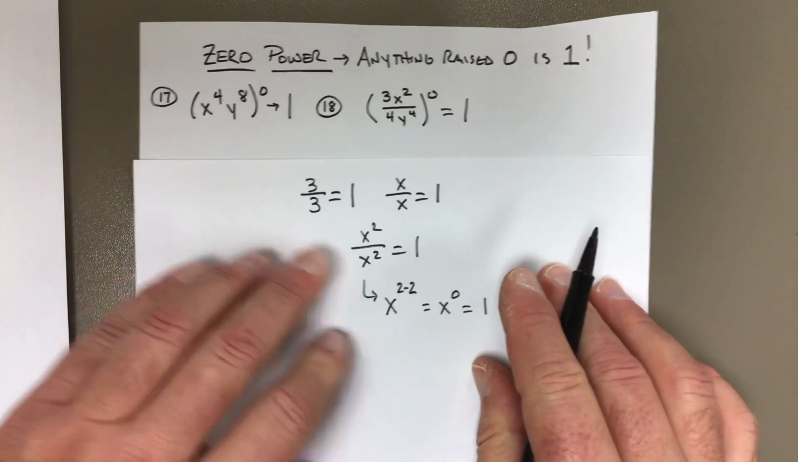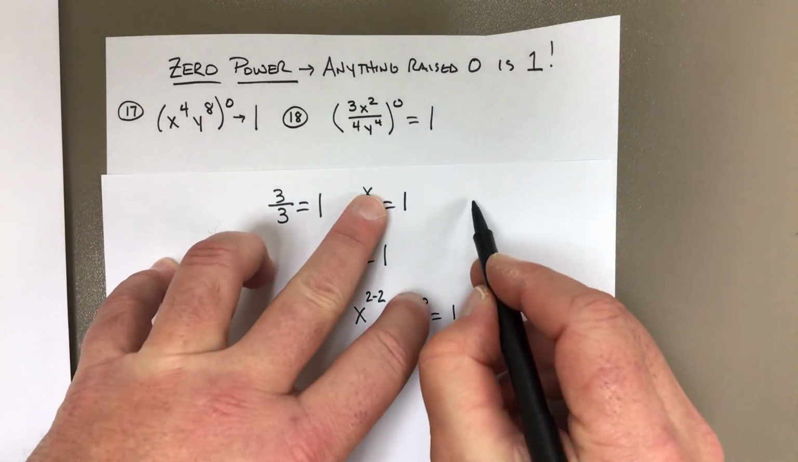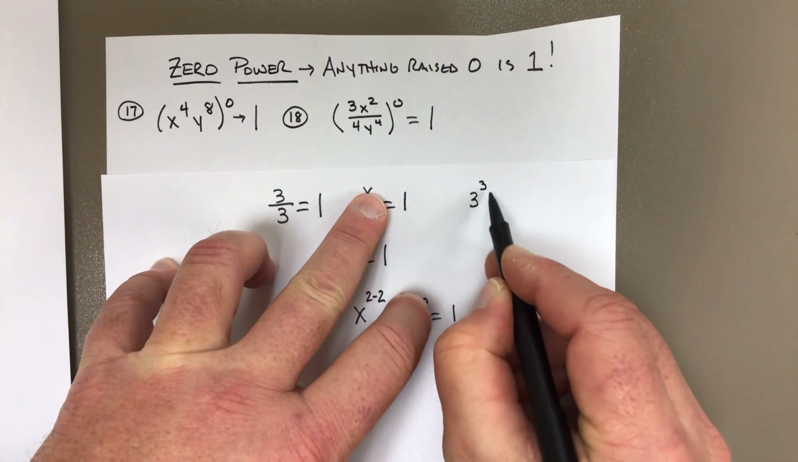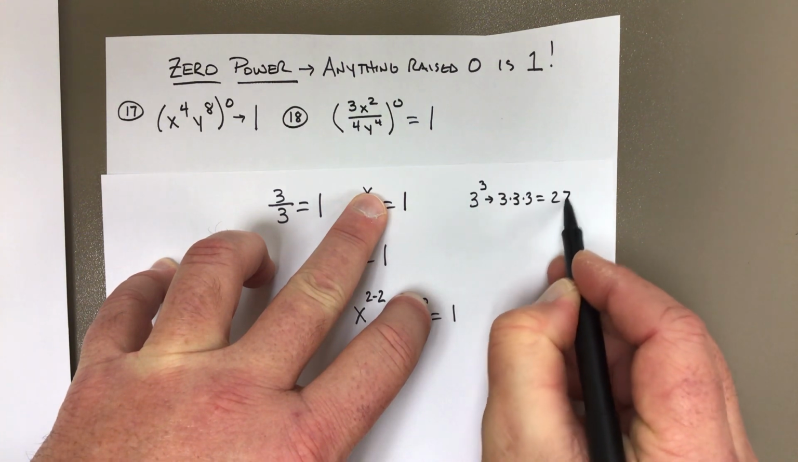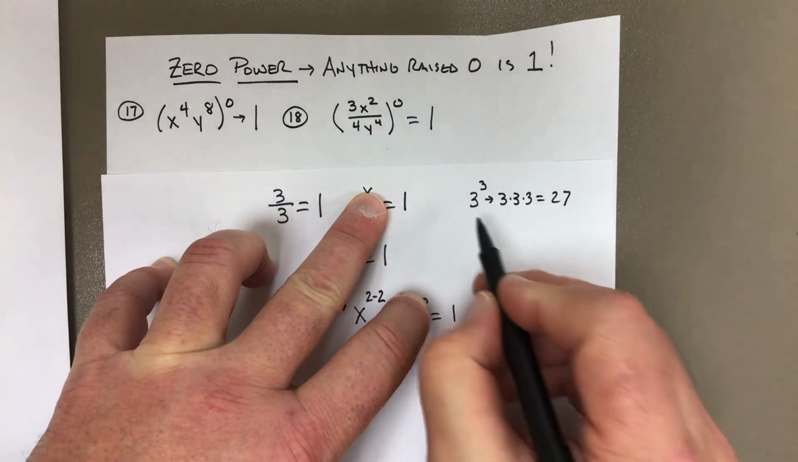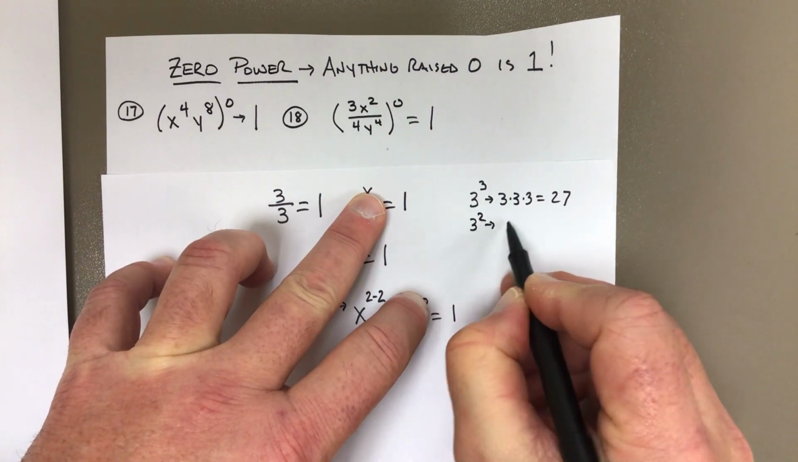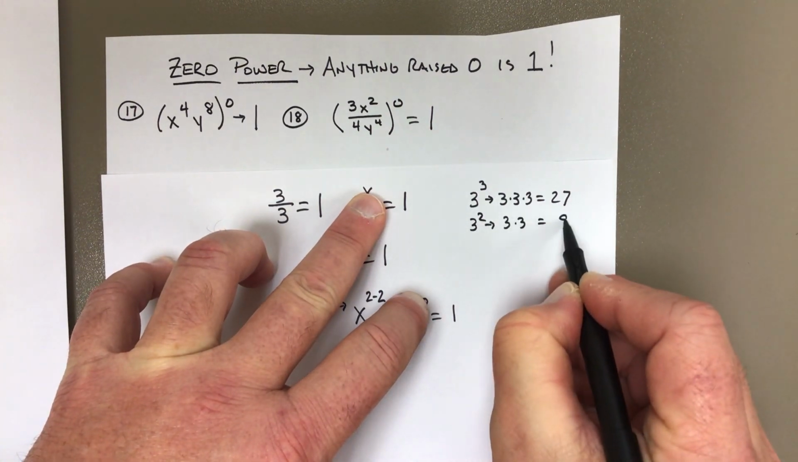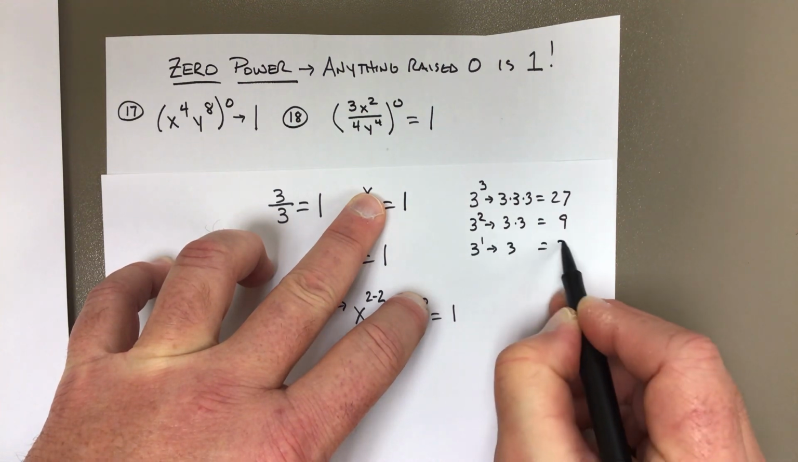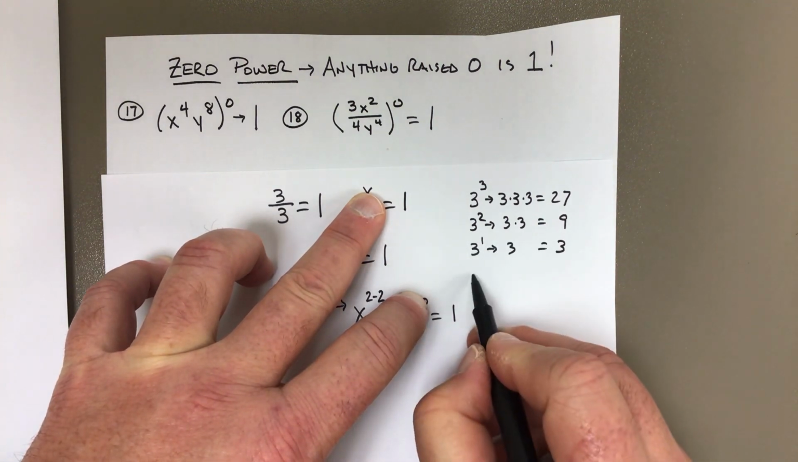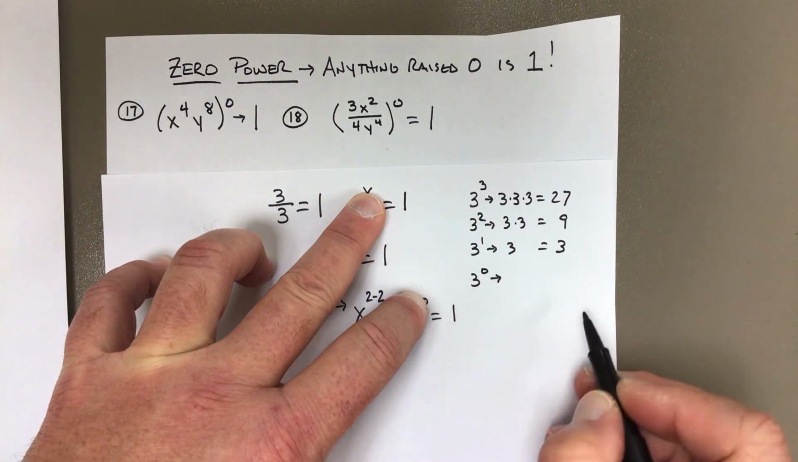If you look at it a little bit deeper and think of it like this, if I'm at 3 to the 3rd, well, 3 times 3 times 3 is 27. 3 squared is 3 times 3, which is 9. And the 3 to the 1st is just 3, right? So let's look at this pattern here. So what do you think 3 to the 0 is?